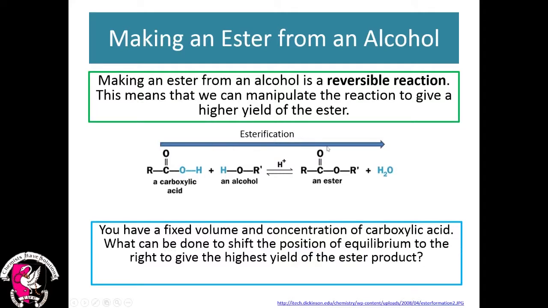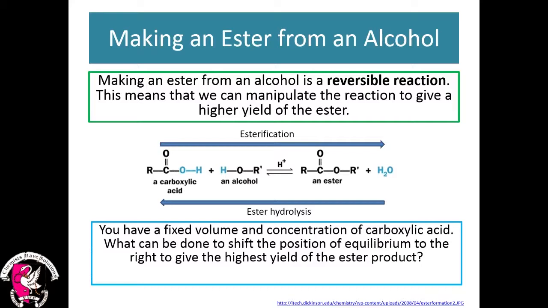So the forward reaction obviously is esterification, and the reverse reaction is the ester hydrolysis. So we want to increase the yield of the ester by basically encouraging the reaction to go in this forward direction, to do the esterification reaction at a faster rate than the ester hydrolysis reaction. So I'll give you a second to think about that. Pause it here, give it a go, and then we'll go through the answer.